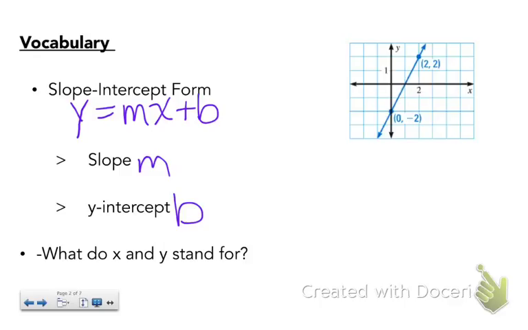And don't forget that the x and the y in the equation, we don't fill those in, but what they represent is every single point that falls on that line. So any x you plug in, you will get y out. And that's how you know that a point falls on that line.